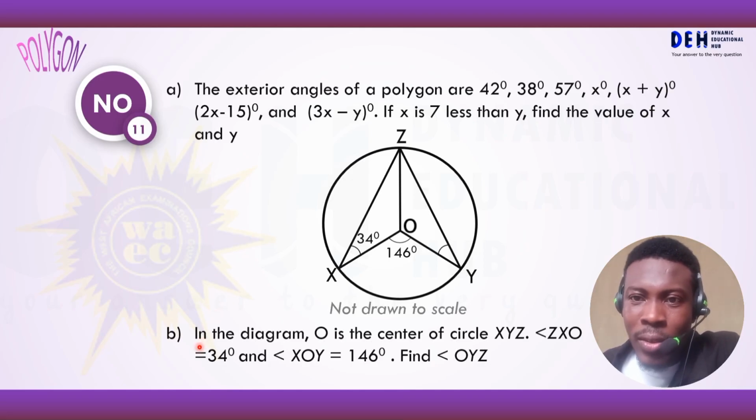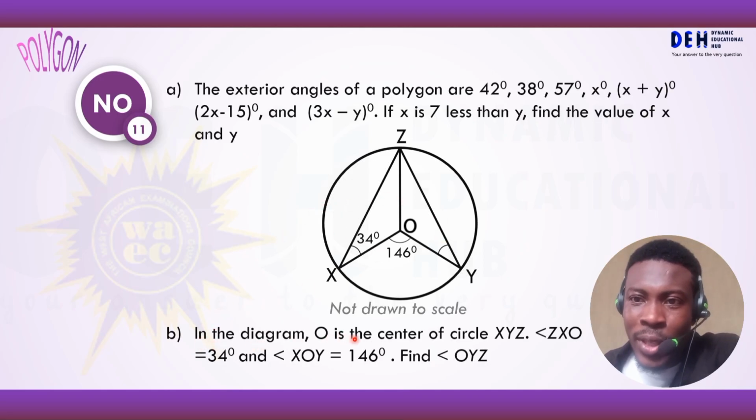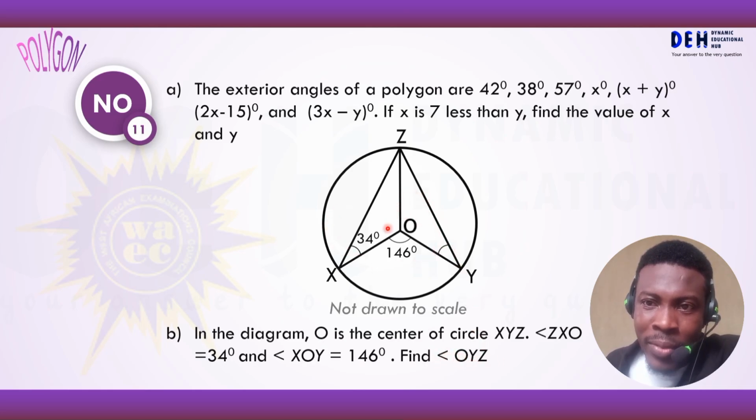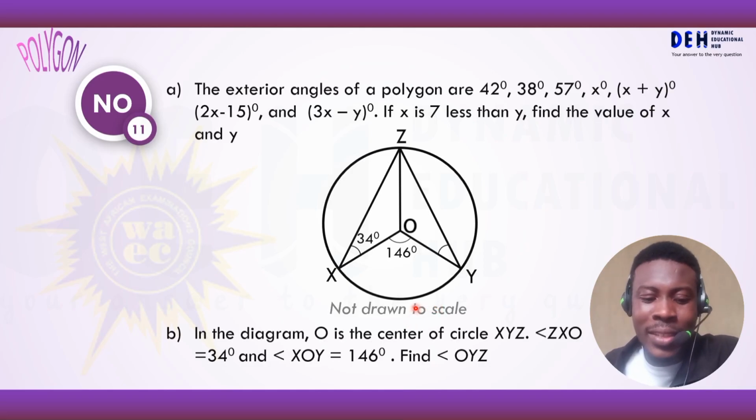Now the B part of this question has a diagram. In the diagram, O is the center of circle XYZ. Angle ZXO is equal to 34 degrees and angle XOY is equal to 146 degrees. Find angle OYZ using this diagram. The diagram is not drawn to scale. How are we going to solve this? Let's start solving it.